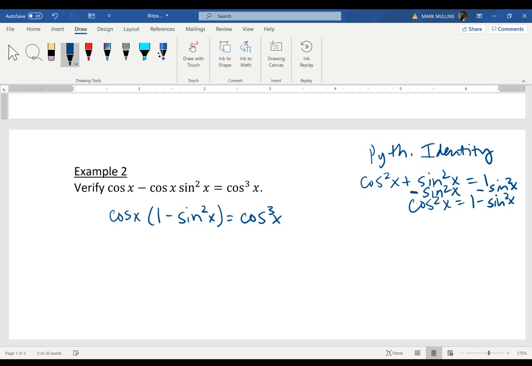If you have trouble manipulating these in your head, or if you're just not sure, it's always a good idea to do scratch work. So now I have cosine x times cosine squared x. So if I have cosine times cosine squared, now I have cosine cubed x. And I have proven my second trig identity.